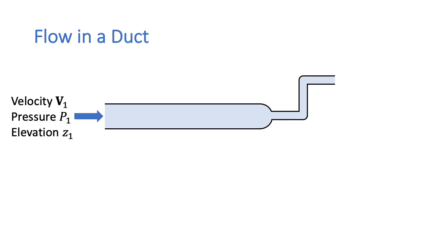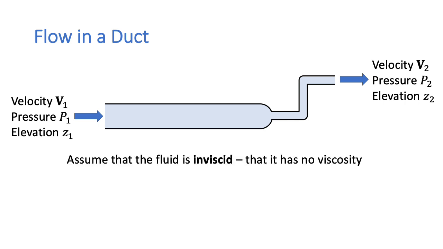A fluid enters with velocity v1, pressure p1, and elevation, which is measured from some arbitrary reference value, z1. The fluid leaves the duct at velocity v2, pressure p2, and elevation z2. We are going to assume that the fluid is inviscid, that it has no viscosity.